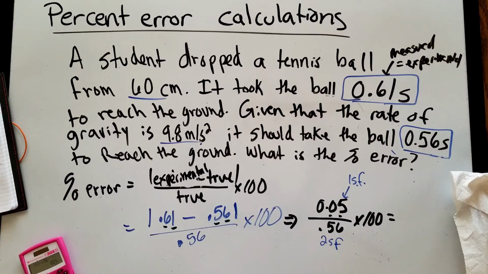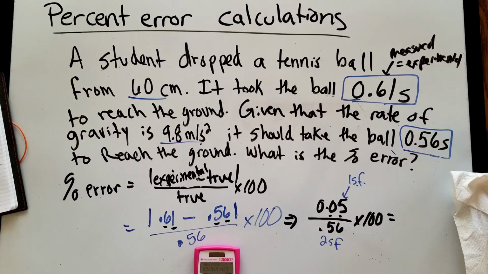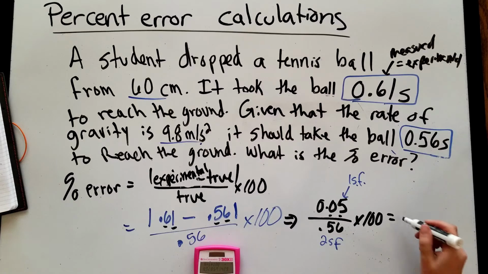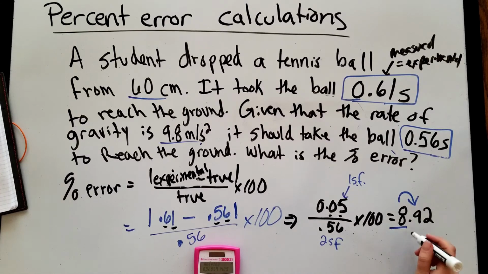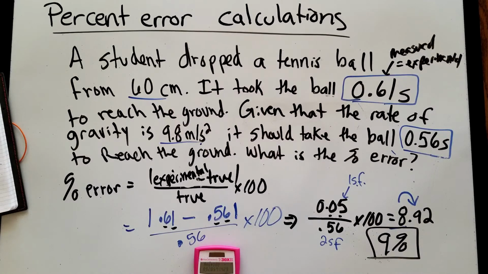So when I take 0.05 and I divide that by 0.56 and then multiply by 100, I get 8.928. So 8.92. But I said I just wanted one sig fig. So stop here, look at the number next to it. Is that going to stay at 8 or move up? It's going to move up to a 9. So we get 9% once again. That was complete coincidence that we had a 9% error for both of those problems. So that's it for percent error.